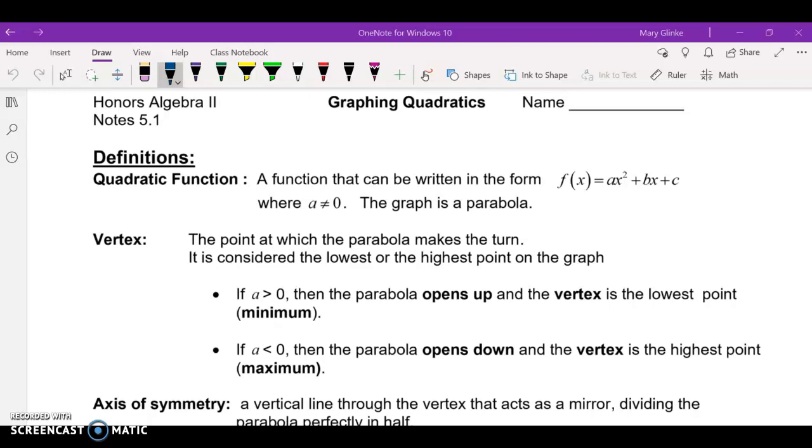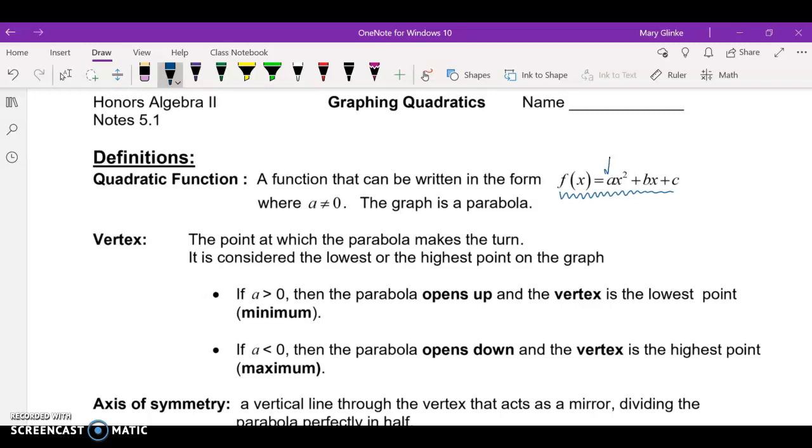Hello. Today we're going to be starting Unit 5, which is all about quadratic functions. So the first part here is all about graphing quadratic functions. Now, in order for something to be quadratic, it has to be written in the form of f of x equals ax squared plus bx plus c, or it has to be able to be written in that form.